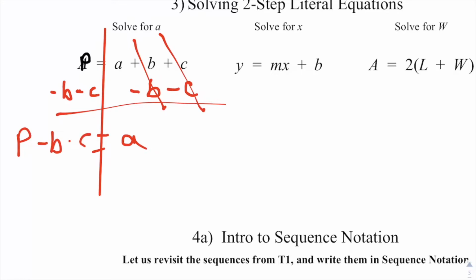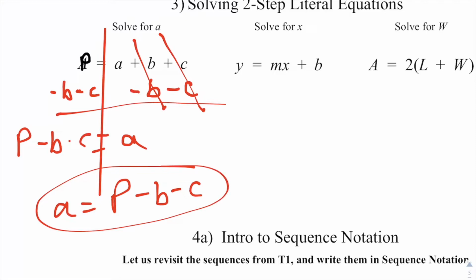So if I wanted to write this a little neater and a little cleaner, I would write A equals P minus B minus C. And that would be how I could manipulate that to find out what side A of that triangle would be if I were given the other variables.